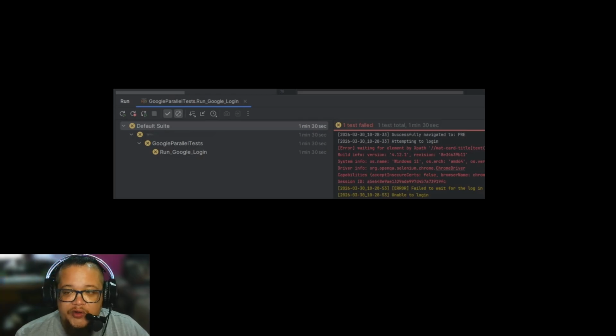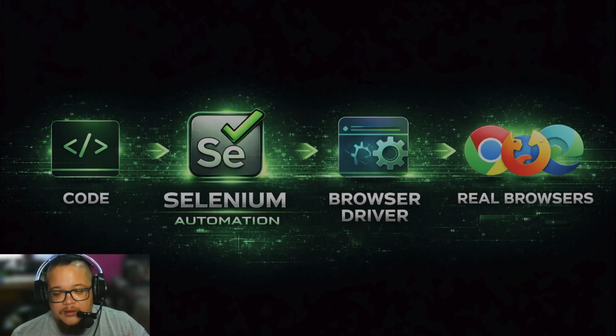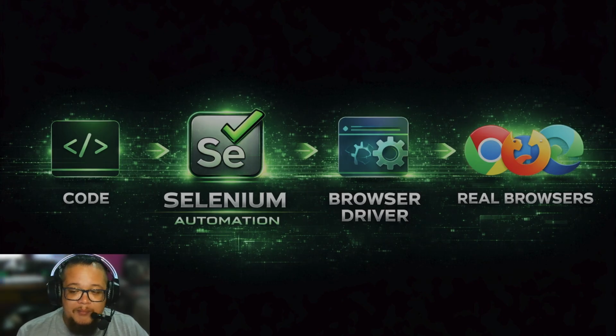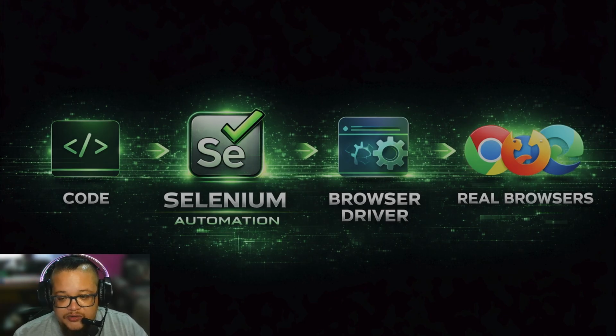Now, before we write even a single line of automation code in this entire series, we need to understand exactly what Selenium is and what it is not. Behold the first mental model that you will need to survive automation. Right now on screen, you will see 4 icons: your test code, the Selenium APIs, the browser driver, and real browsers.